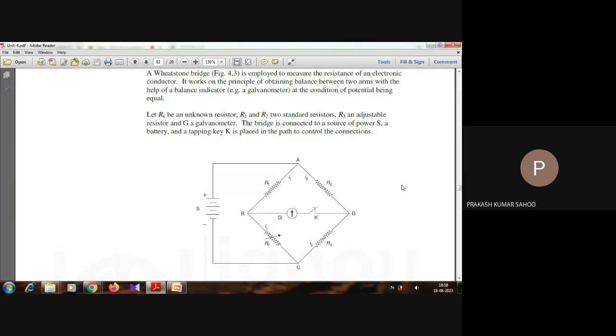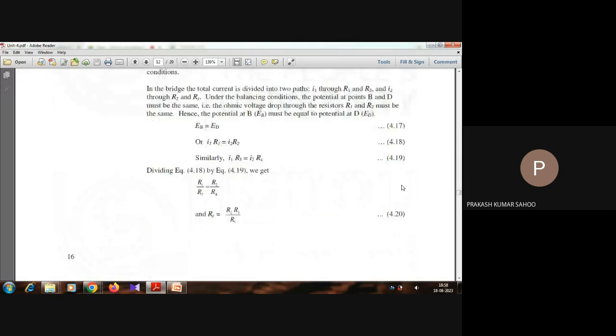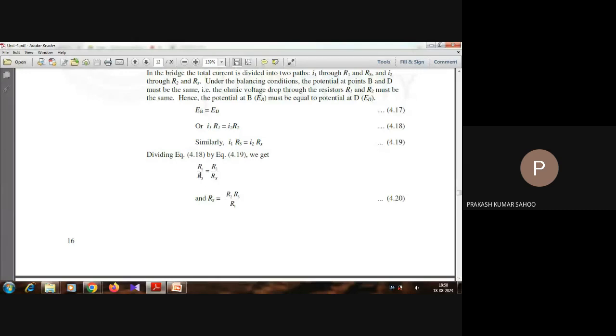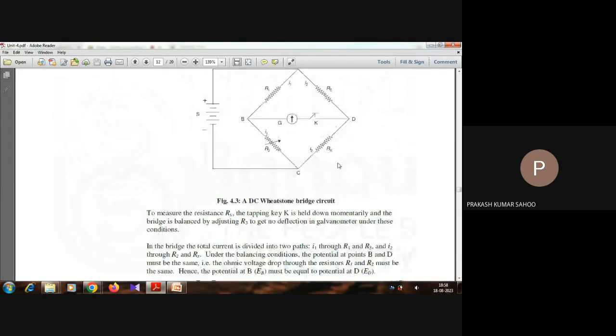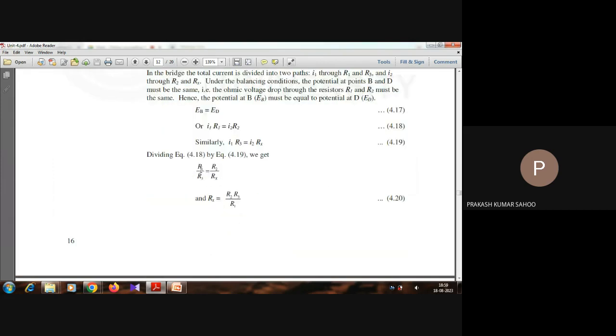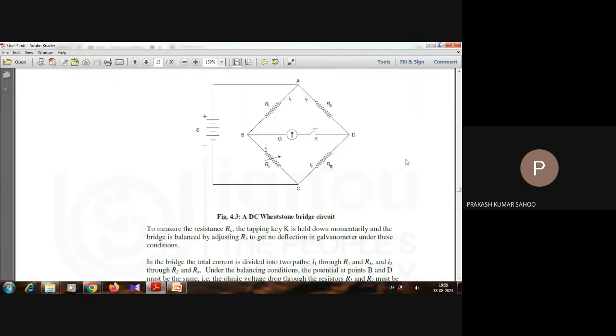Then these are the mathematical forms. This is R1, a known resistance. This is R2, a known resistance. R3 is also known, but Rx is not known to us. So the equation is R1 by R3 equal to R2 by Rx. Just see here, this is R1 by R3, these two in series, equal to R2 by Rx.